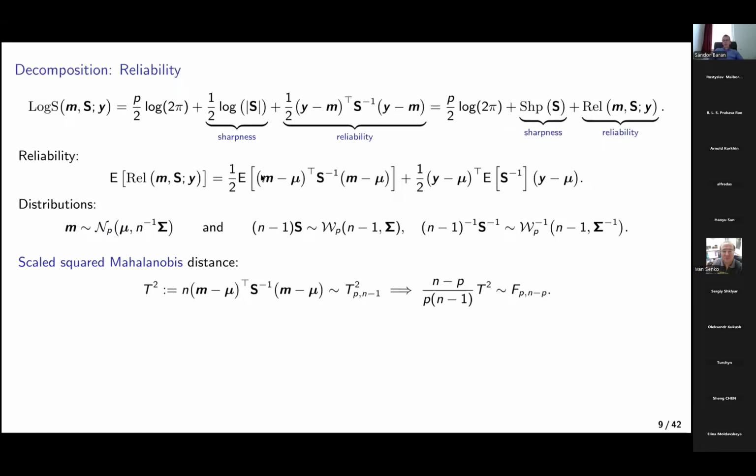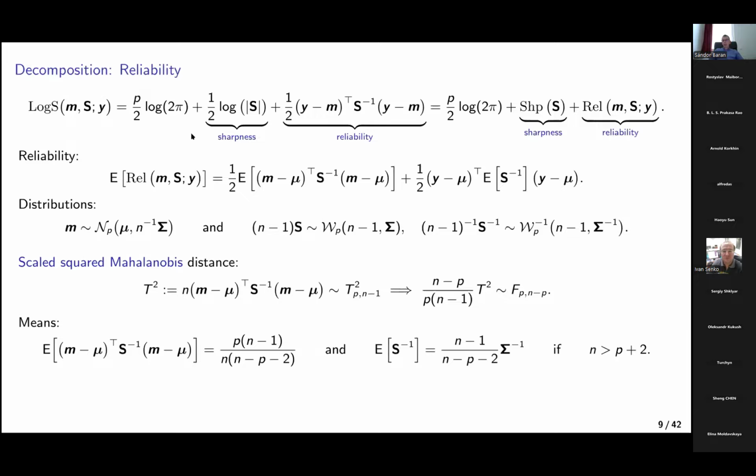So when you consider this squared Mahalanobis distance and multiply by n, you get a Hotelling t-squared distribution, which is closely related to a classical F distribution with parameters p and n minus p, which means this part has a modified F distribution. It's easy to calculate the mean, whereas this has an inverse Wishart distribution, and one can find that this is the mean of the inverse Wishart distribution. That is, the mean of the reliability is the following, and again, by blue, I indicated those parts which differ from the theoretical reliability, which is 1/2 times this component.